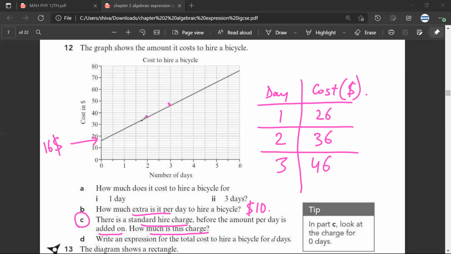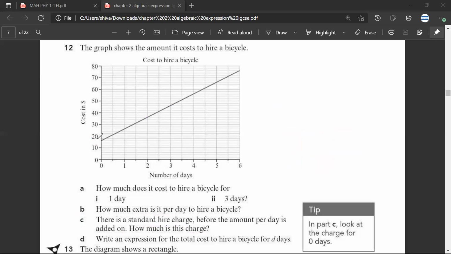Arman, have you understood? Okay, sir. Have you understood? Yes, sir. What have you understood? We look from the 0 day. No, but what is the logic?